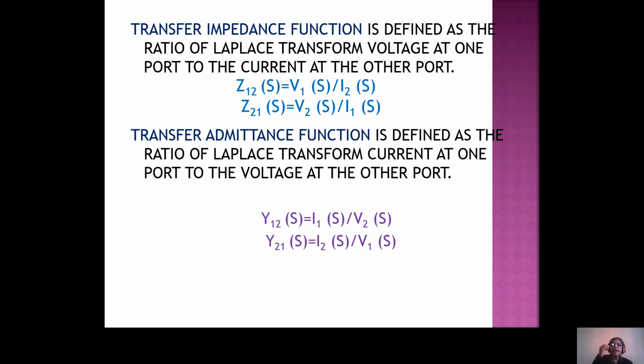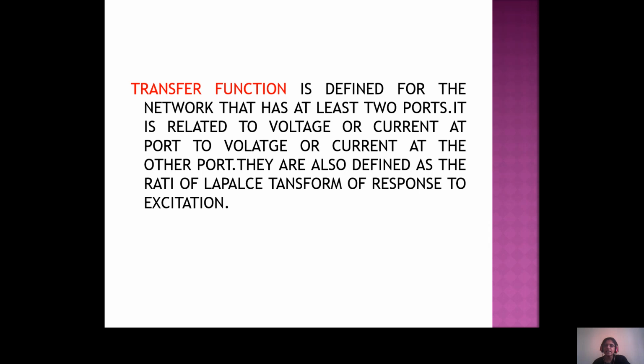So that means the transfer function, in the impedance case, relates the voltage of the first port and the current of the second port. When you take admittance, it relates the current of the first port and the voltage of the second port. So a transfer function is defined for a network at its two ports, relating voltage or current at one port to voltage or current at the other port.